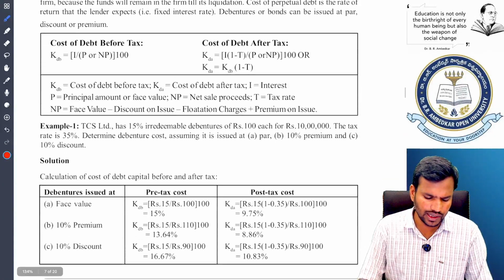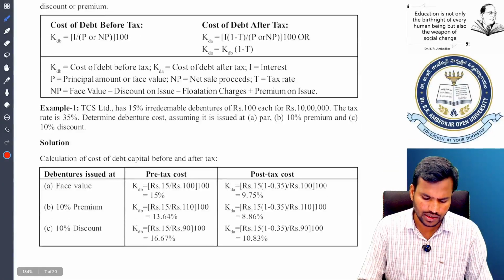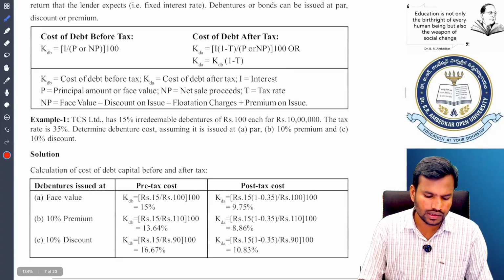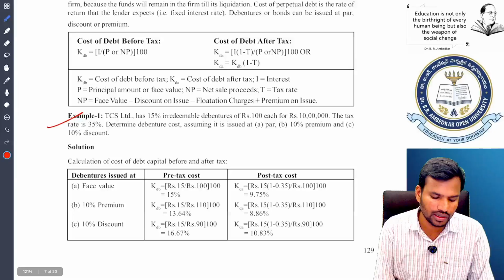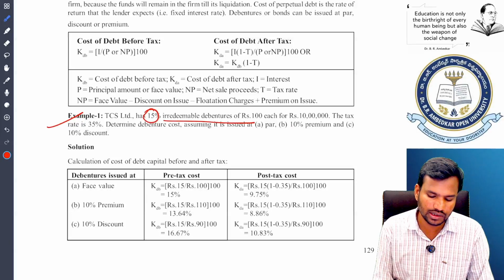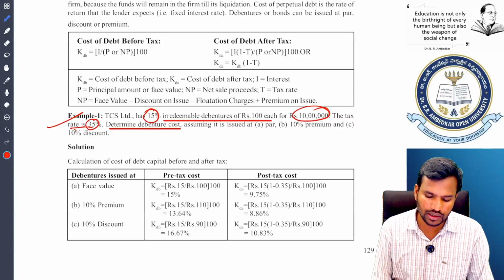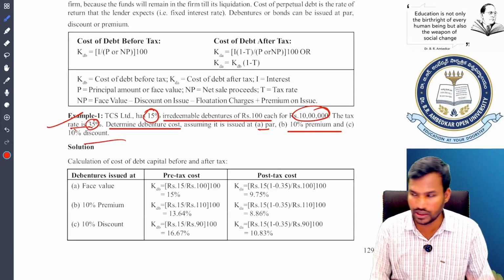Through one example we can easily calculate. How can we calculate the cost of debt? One example: TCS has 15% irredeemable debentures of 100 each, amount is 10 lakhs. The tax rate is 35%. Determine the debenture cost, assuming that it is issued at par, at 10% premium, or at 10% discount.